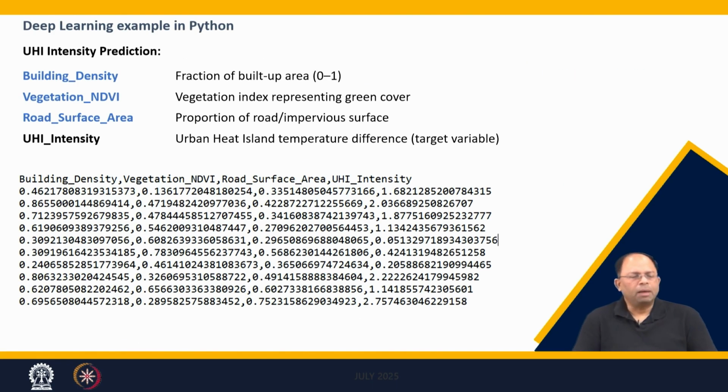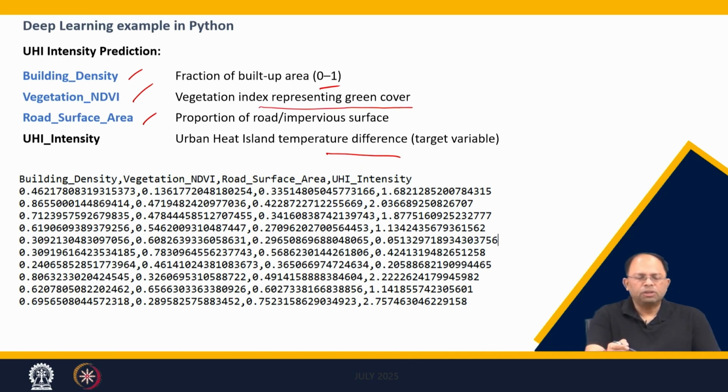Now coming to an example, we are trying to predict urban heat island intensity, given as the temperature difference. This is the target variable, and we are hypothesizing that building density, vegetation NDVI, and road surface matter. Building density is the total amount of built up area, which ranges from 0 to 1. Then the vegetation index represents green cover, also between 0 and 1. That is how much green cover is there in that area, plus the total amount of road surface, because we know that if green cover is less, road surface is more, and built up area is more, it usually ends up with higher temperatures. So it results in the formation of heat islands.